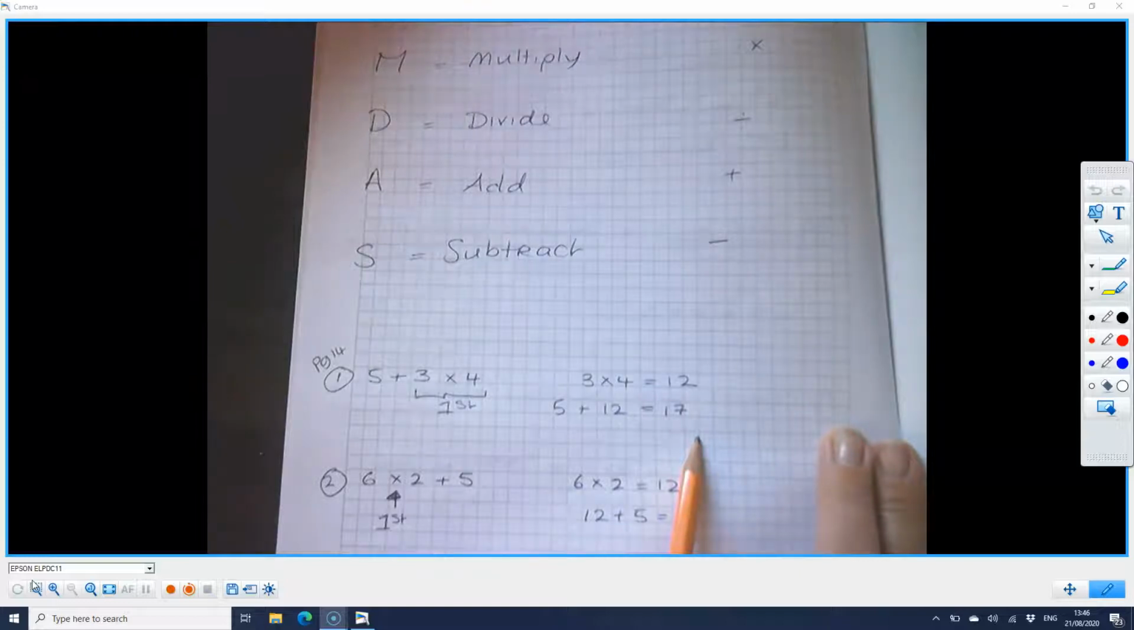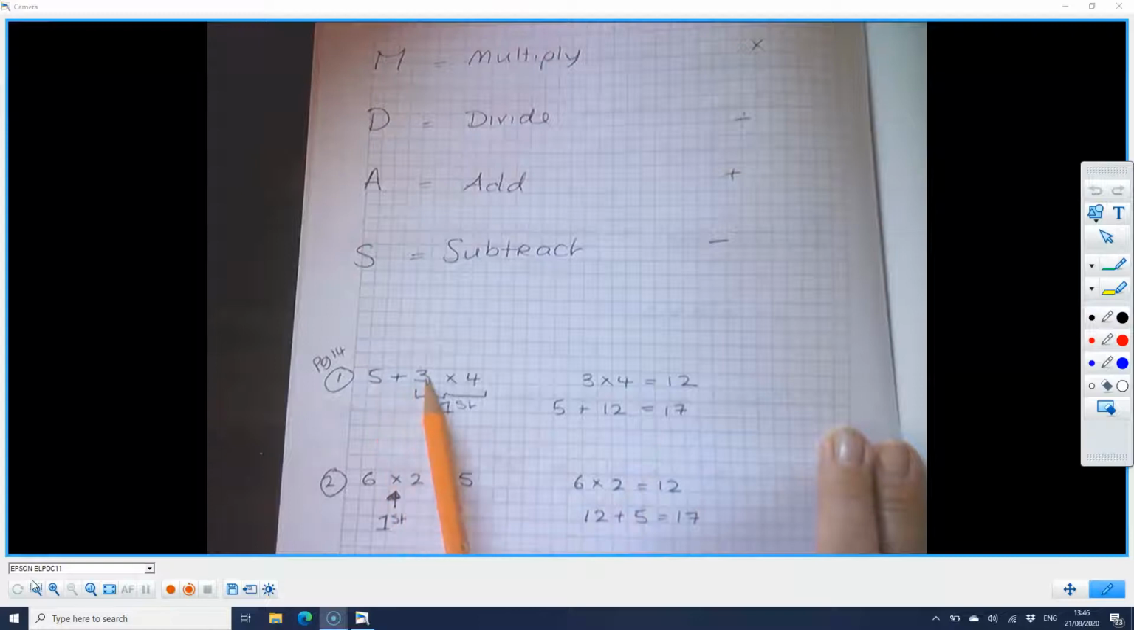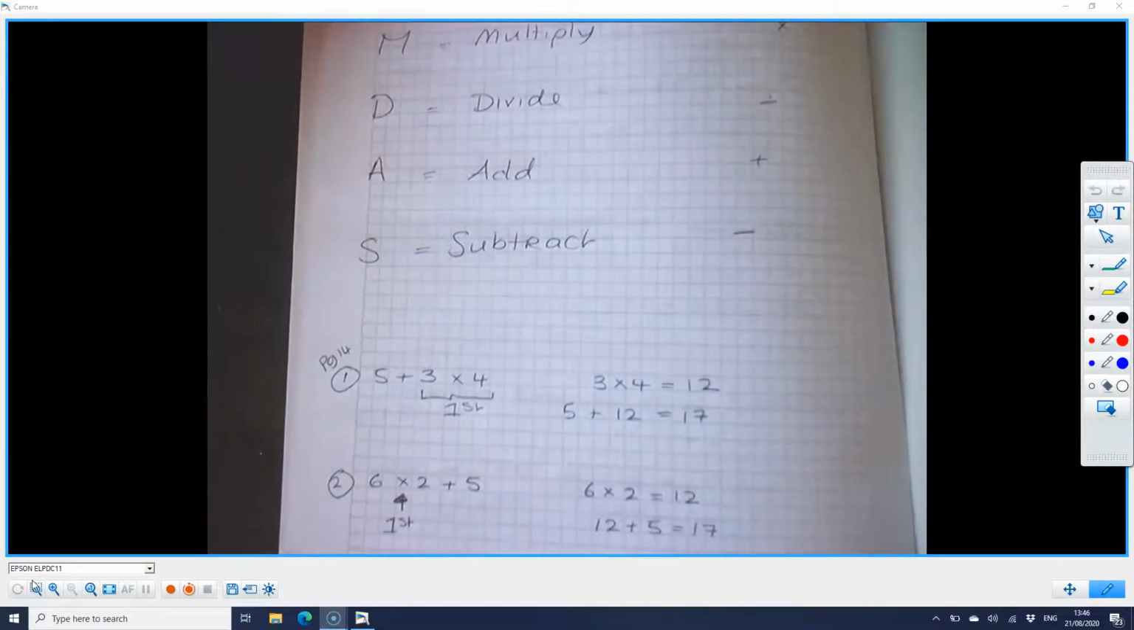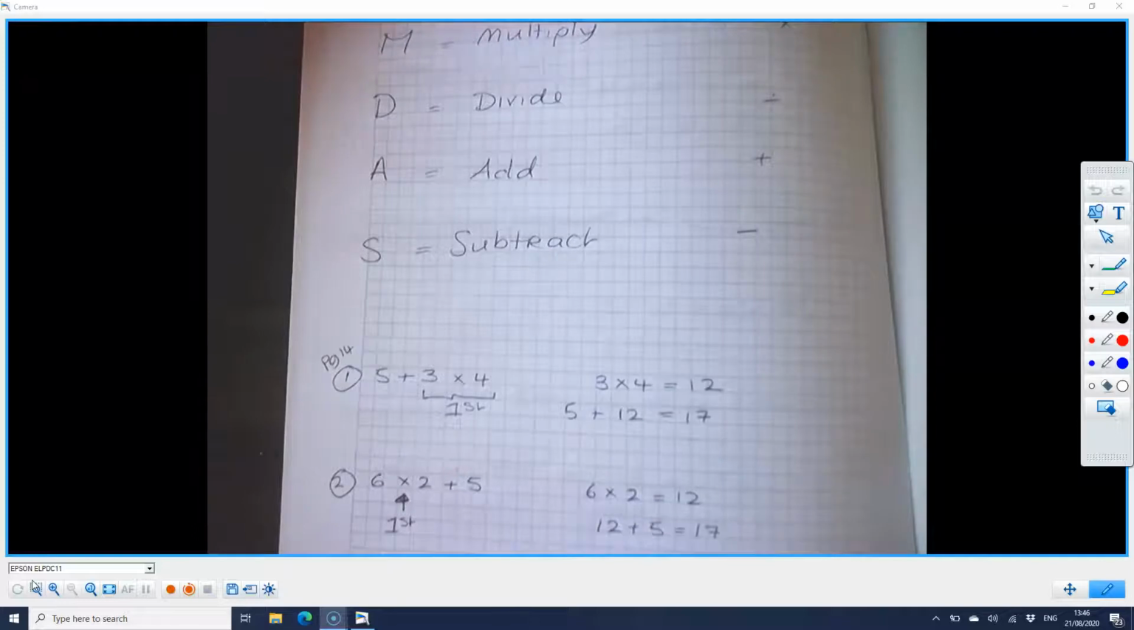Okay, and what you discover is 5 and 12 being 17 is totally different than 5 plus 3, which gives you 8, and 8 times 4, so 8, 16, 24, 32. So 17 and 32 are totally different numbers. So the order that you do your maths in is very important.